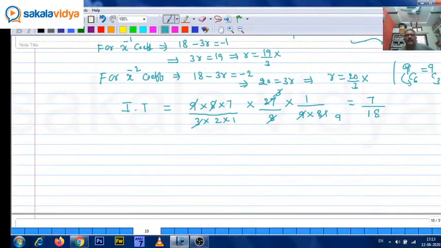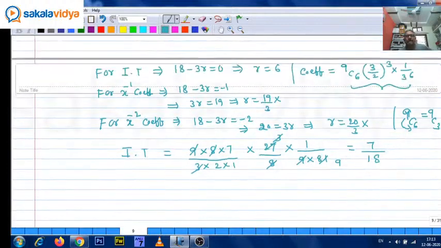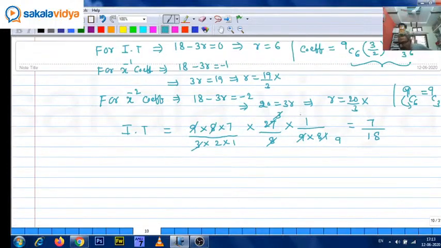9C6, that is 9C3, 9 into 8 into 7 by 3 into 2 into 1. You check your answer. 7 by 18 you will be getting. Okay, 7 by 18.